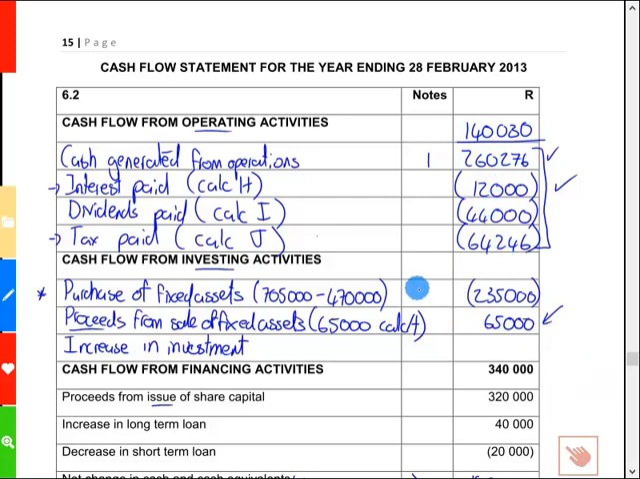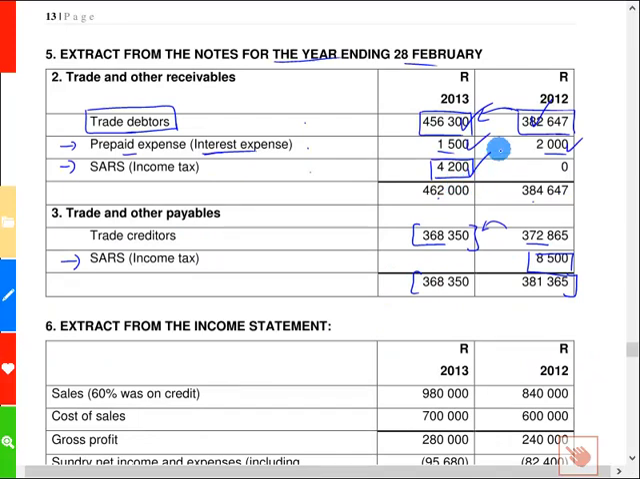Just want to show you the information. You can see here in our trade and other receivables that we've dealt with all the individual line items, which means we've dealt with these total movements. The same with our trade and other payables. We dealt with those two when we did the change in working capital. We did this one when we did our tax paid calculation. So that means we've dealt with the full movement.